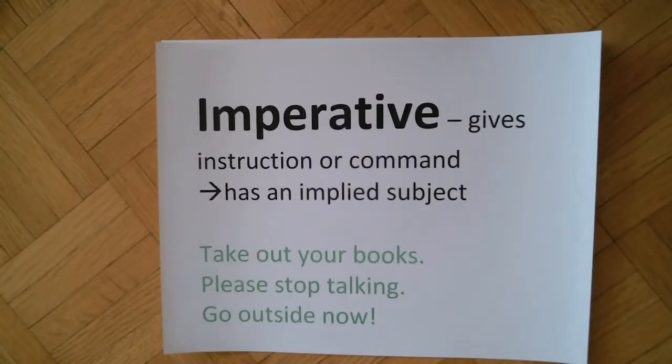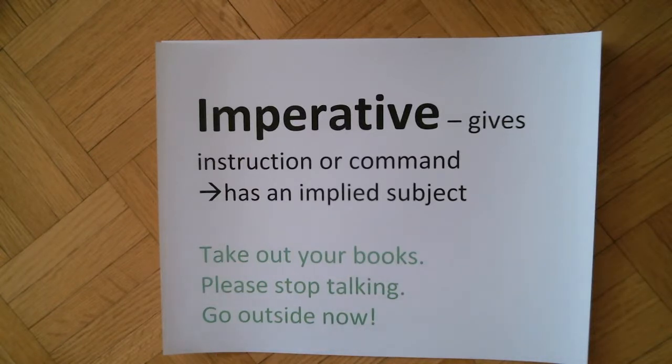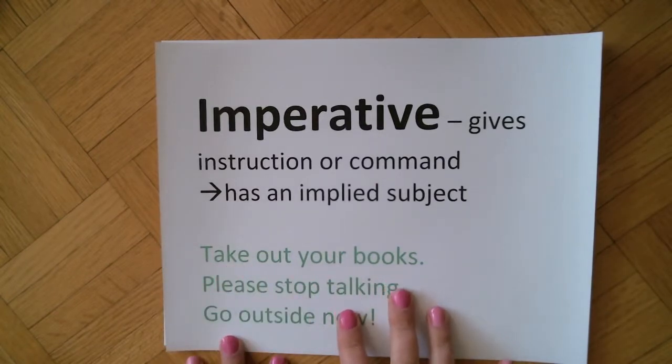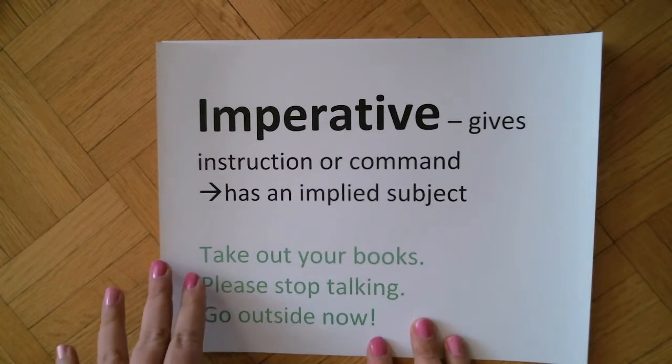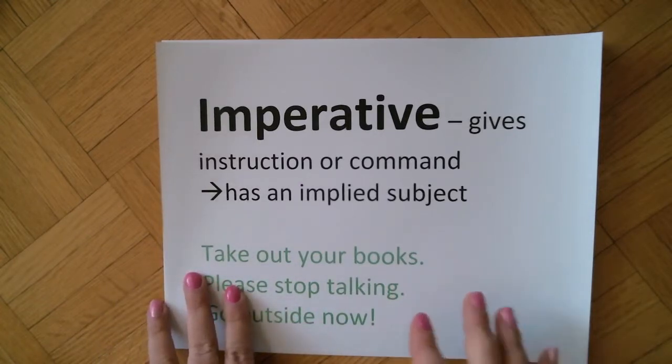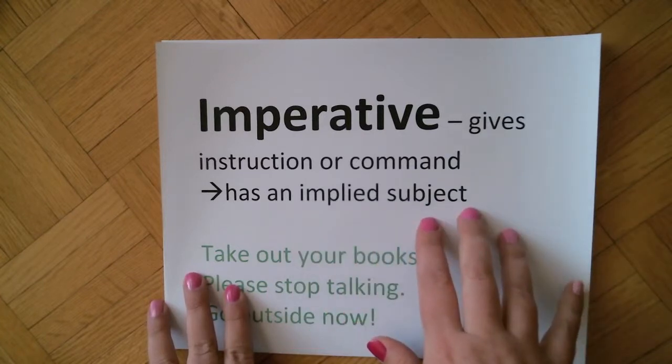An imperative sentence gives an instruction or a command. We haven't talked about subjects and predicates yet, but an imperative sentence has an implied subject. That means it doesn't say directly who or what in the sentence is doing the action of the verb. But if I say, for example, take out your books, you know that I'm talking to you. And I don't say you take out your books. I just say take out your books and you know it's you. That's what the implied subject means.